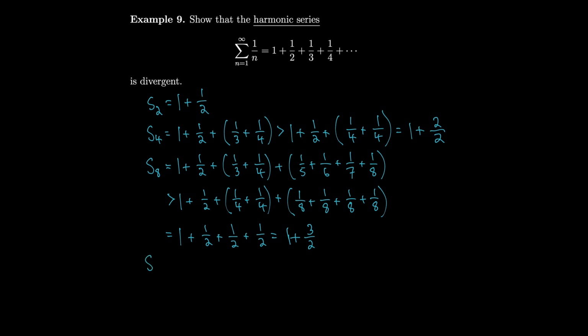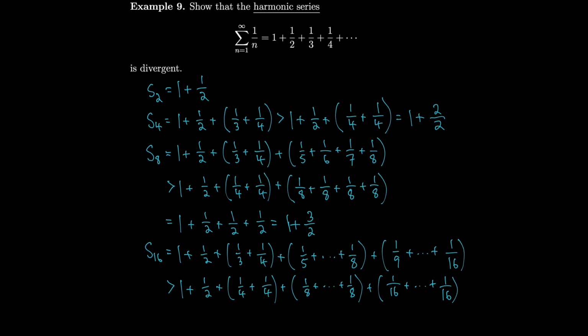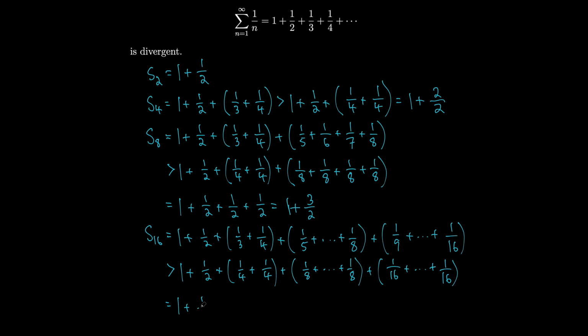Because you can already kind of anticipate that S16, which I can write as 1 plus 1 half plus 1 third plus 1 fourth plus 1 fifth through to 1 eighth plus 1 ninth through to 1 16th, will end up being greater than 1 plus 1 half plus 1 fourth plus 1 fourth plus 1 eighth and so on to 1 eighth plus 1 16th and so on to 1 16th, which is equal to 1 plus 1 half plus 1 half plus 1 half plus 1 half, which is 1 plus 4 over 2.